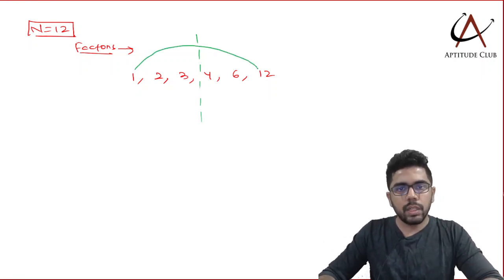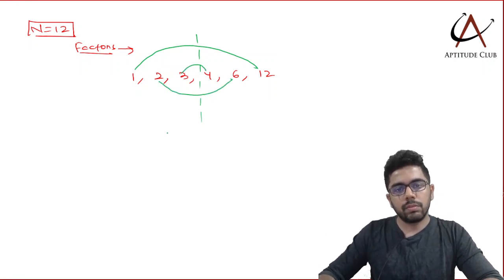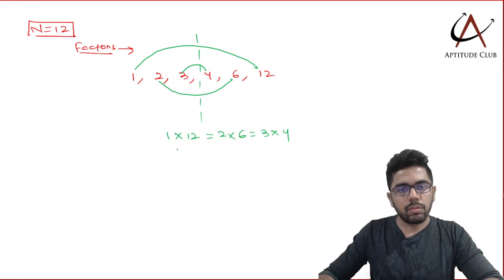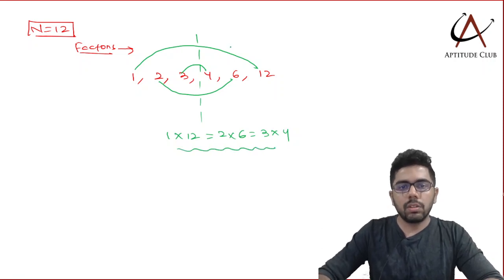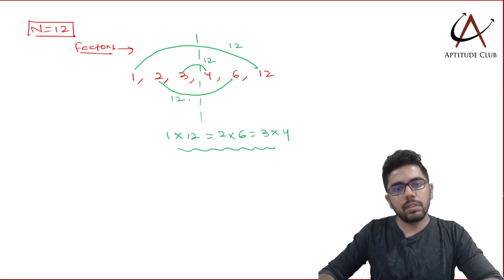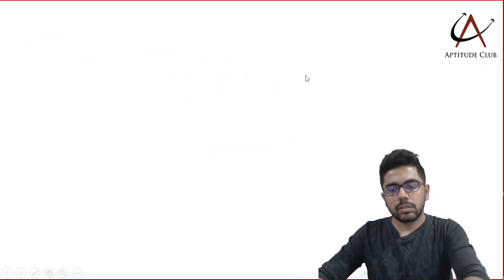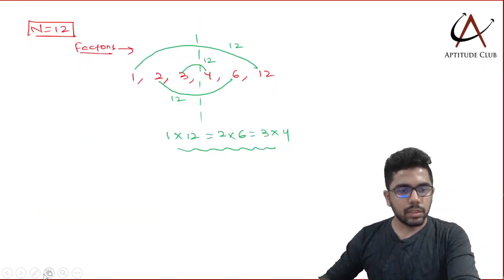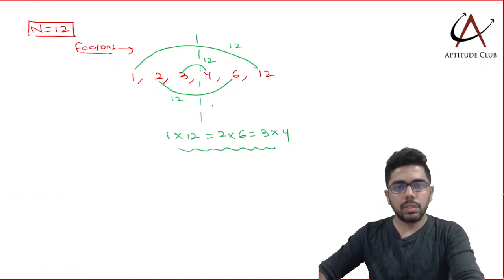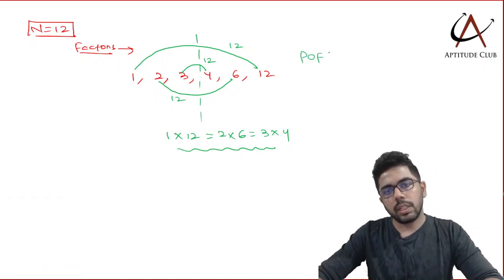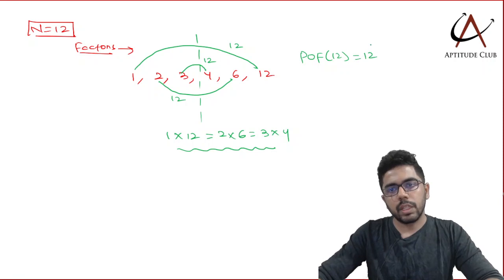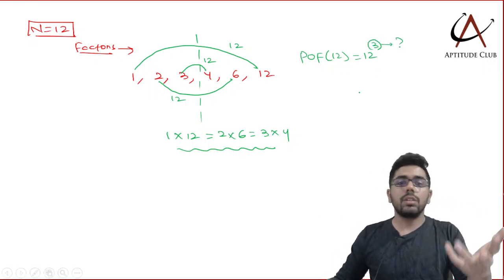So 1 into 12 is 12, 2 into 6 is 12 and 3 into 4 is 12. So 1 into 12 is equal to 2 into 6 is equal to 3 into 4. So multiplying all the factors is basically multiplying 12 3 times. समझ रहे हो? सारे factors को multiply करना basically is same as multiplying 12 3 times. So I can write product of factors of 12, 12 cube. Try and understand ये cube क्यों आया? 3 बार ही क्यों आया 12?